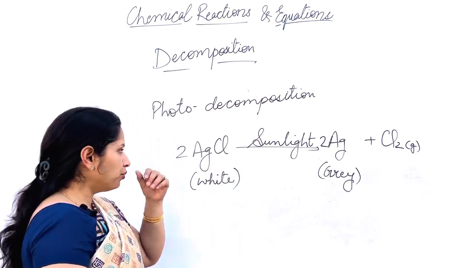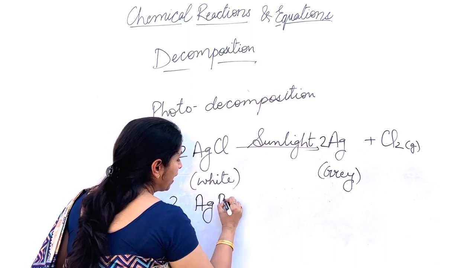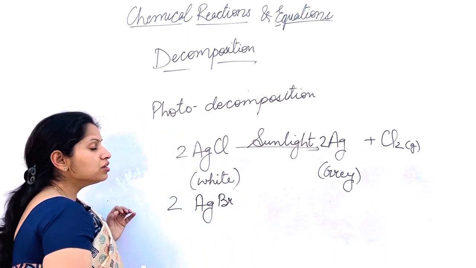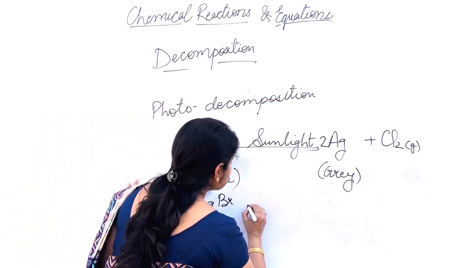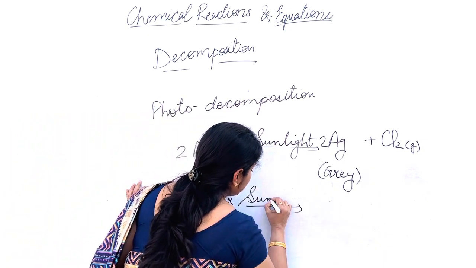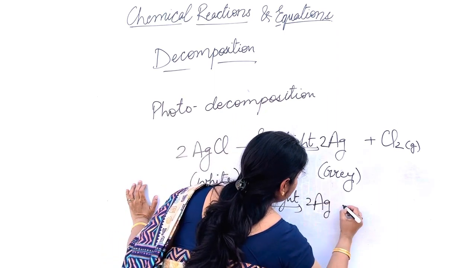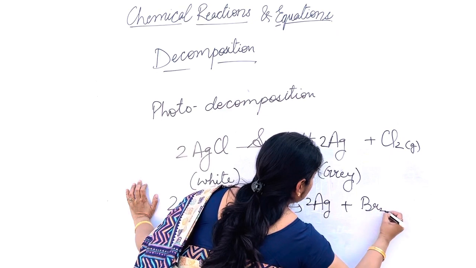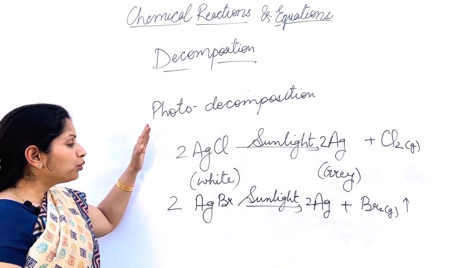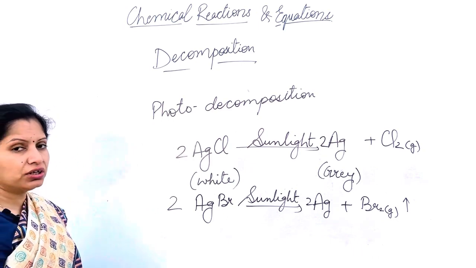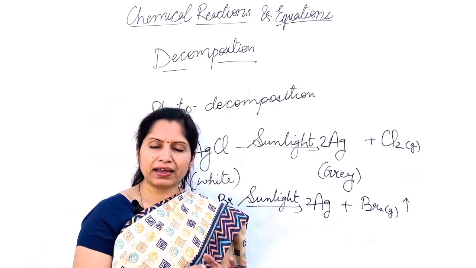Okay. One more example of a photodecomposition reaction is silver bromide undergoing decomposition. Silver bromide is similar to silver chloride. So again, in presence of sunlight, silver will be formed and bromine will be liberated out in the form of a gas. Both these reactions are used in black and white photography. Okay, developing of black and white photographs.